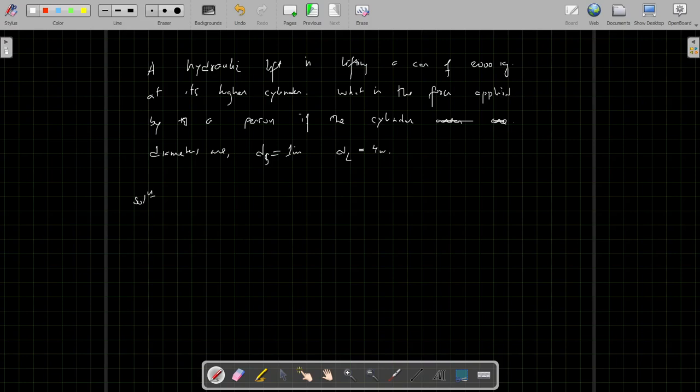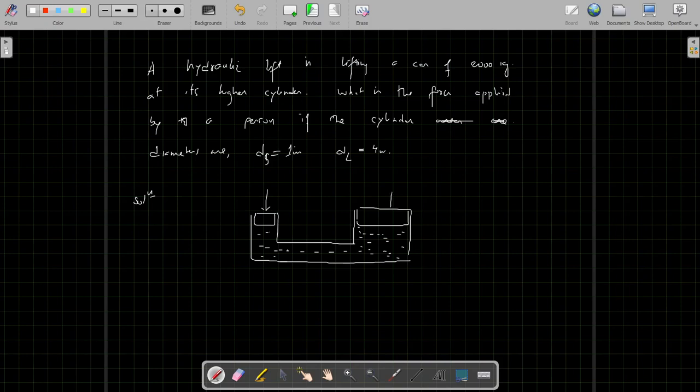So this is the picture given to you. You have a very small cylinder which is filled with oil. Both sides are filled with oil. Now, oil is an incompressible liquid. So when you apply a force here, the pressure is equally transmitted to the other side. And consequently, what will happen now? This thing will get lifted.